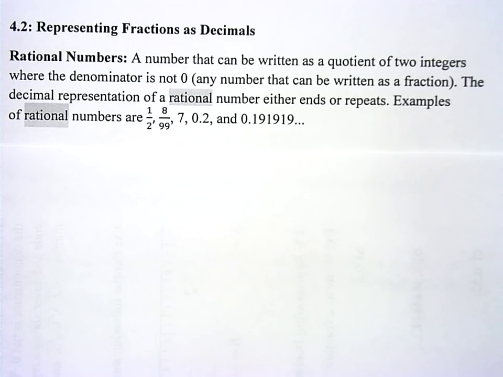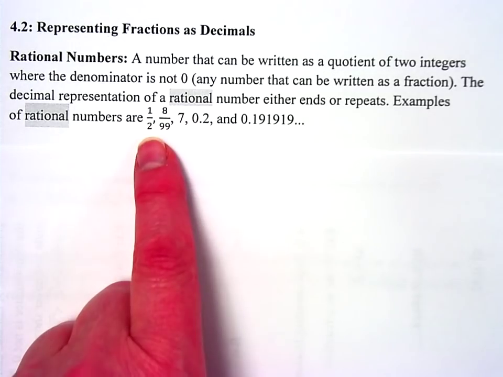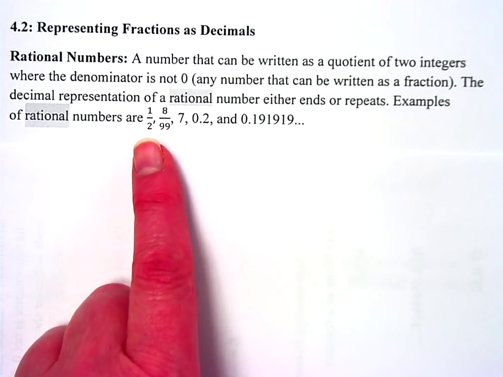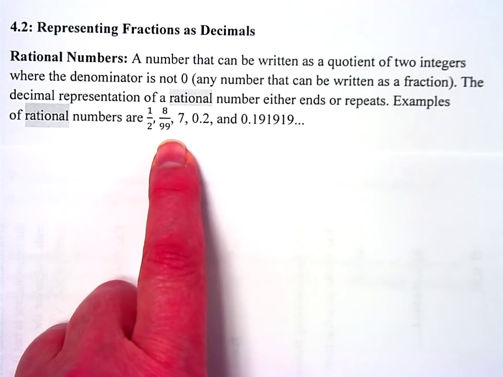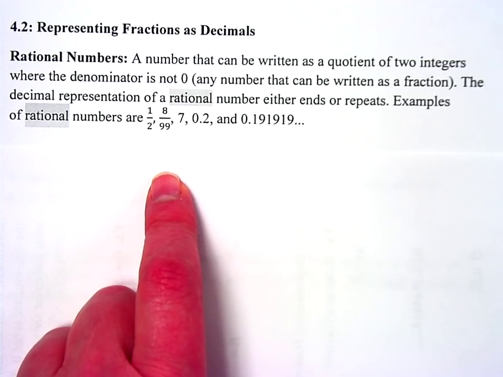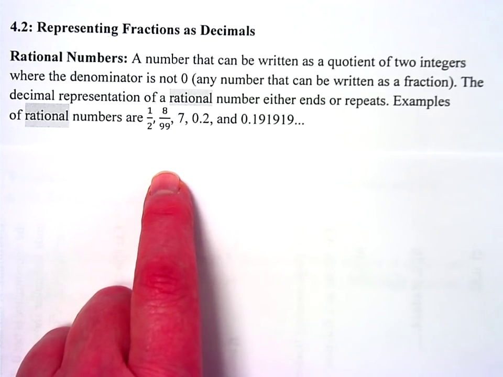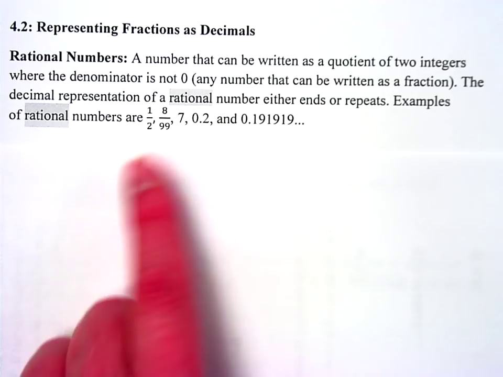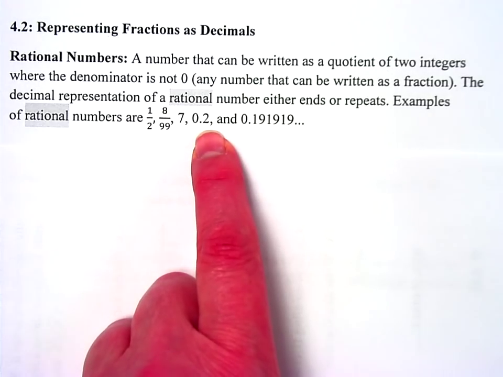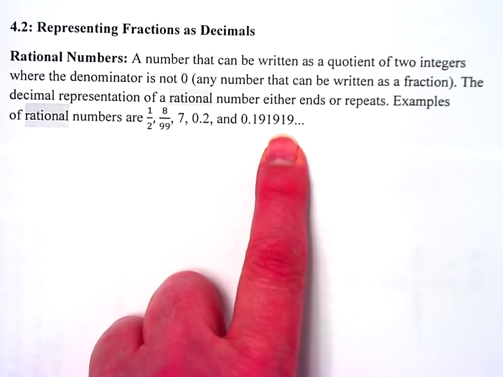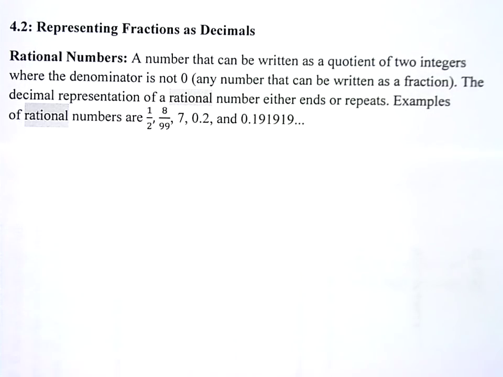So if you take this fraction, 1/2, and you change it to a decimal, it will be 0.5, which is a terminating decimal. It will stop. 8/99 would be a repeating decimal. That's a rational number as well. Every whole number is a rational number, such as 7 and 155. And again, terminating decimals and repeating decimals are also rational numbers.